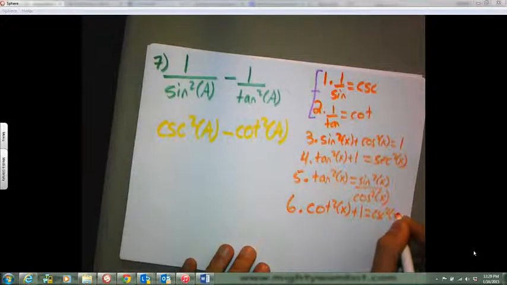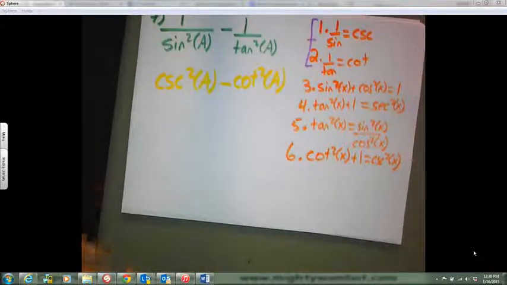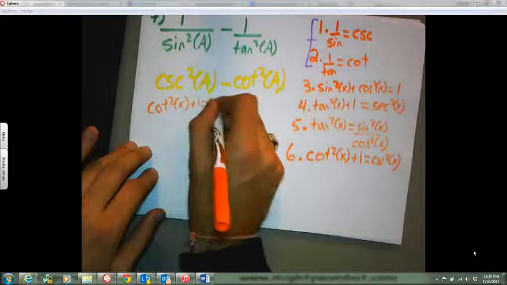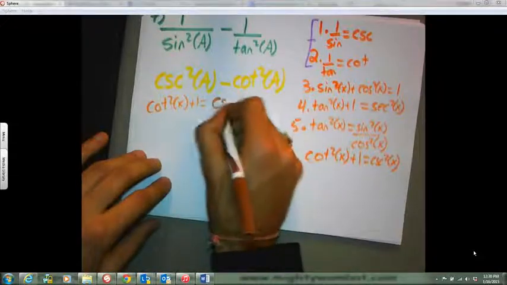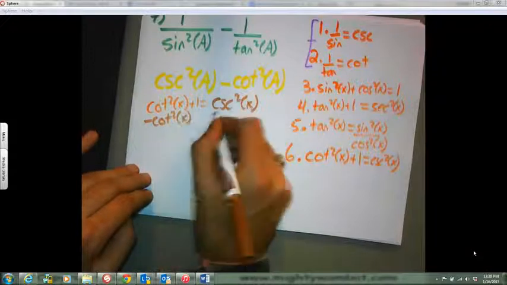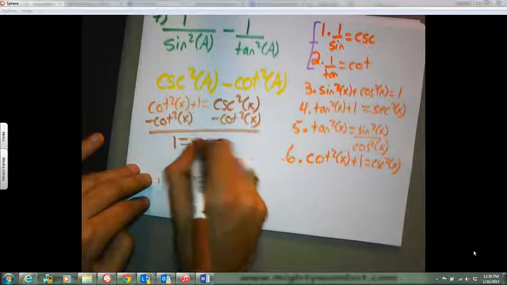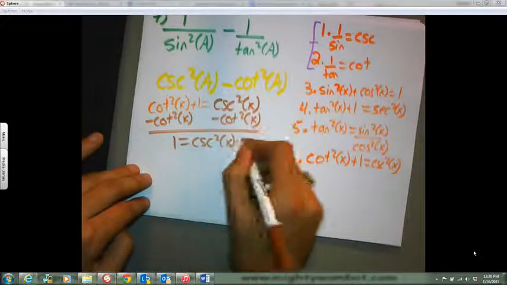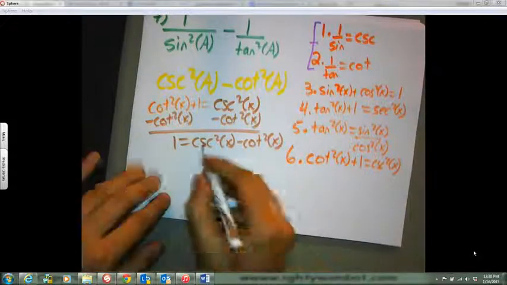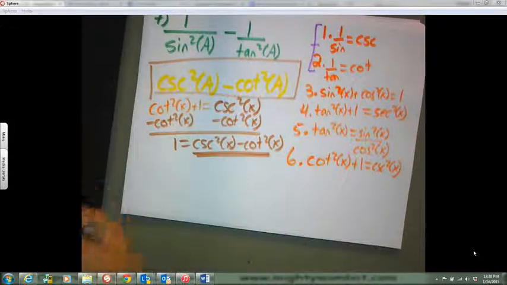So Janaea said, well, if I know this is true, why can't I just minus cotangent squared on both sides? And I'll get 1 equals cosecant squared of x minus cotangent squared of x. And she said, oh, what I've underlined in brown is the same as the brown box. So she said my answer is 1. That's it.